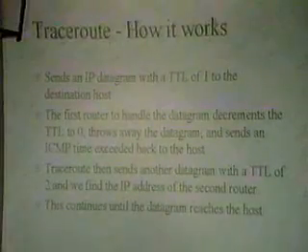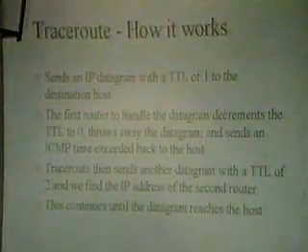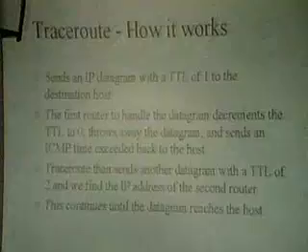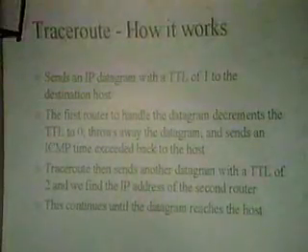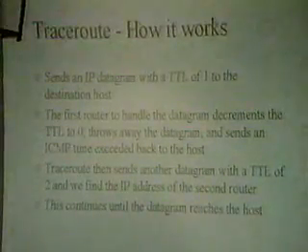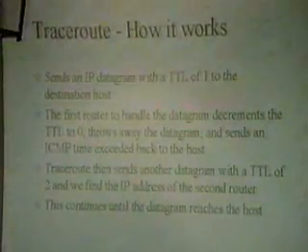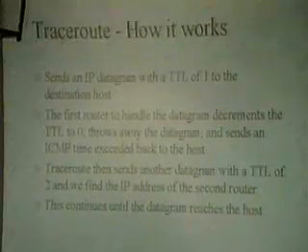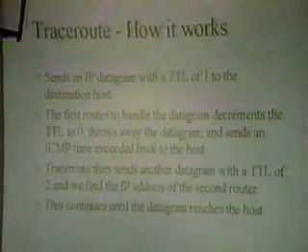What happens next? Traceroute then sends another datagram with a time to live of 2. We then find the next IP address of the second router. It'll decrement to 0 once again, be dropped. It'll send back the ICMP time exceeded back to the host, so on and so forth. We'll keep doing this until it eventually does reach the host.